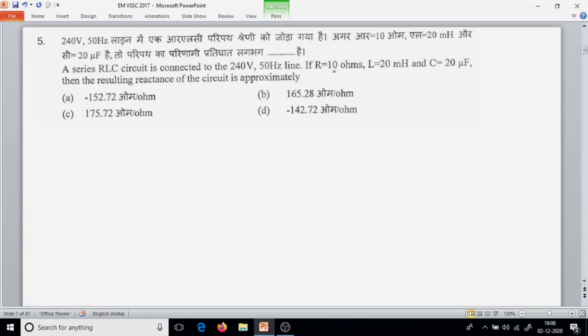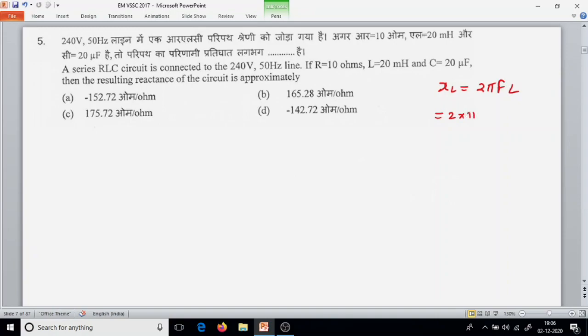Now here a series RLC circuit is connected to the 240 volt 50 Hz line. If R equal to 10 ohms, L equal to 20 millihenry and C equal to 20 microfarad, then the resulting reactance of the circuit is approximately. Okay, reactance is asked, so we have to find XL and XC. We will find XL. XL equal to 2 pi FL.